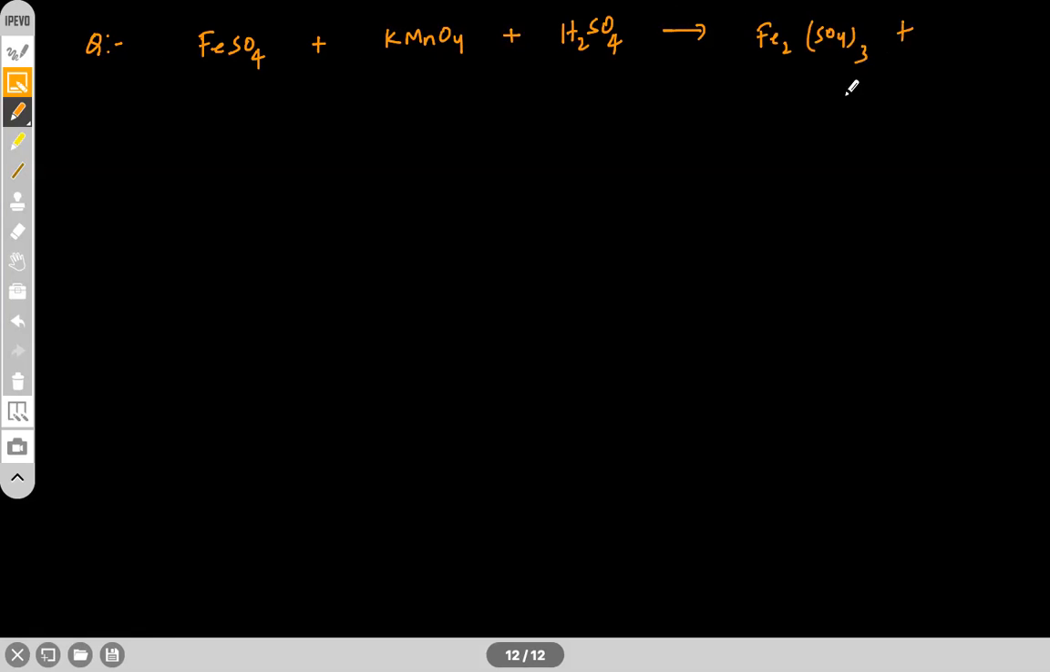Fe2(SO4)3 plus we have MnSO4 and then we have K2SO4 and H2O.